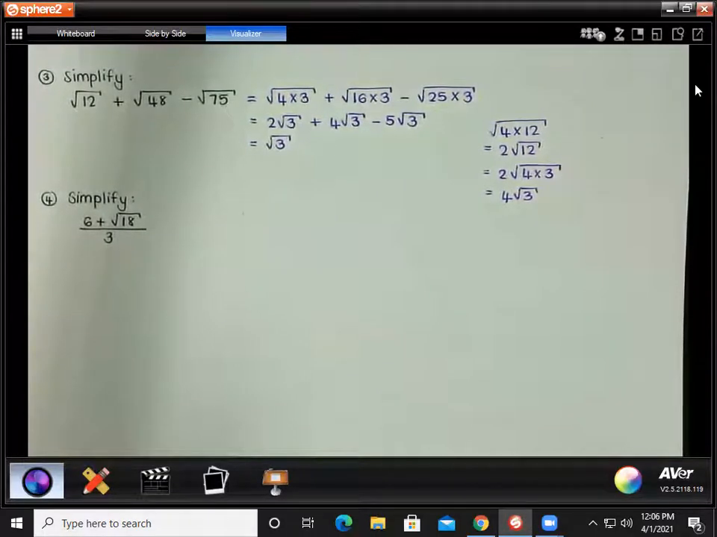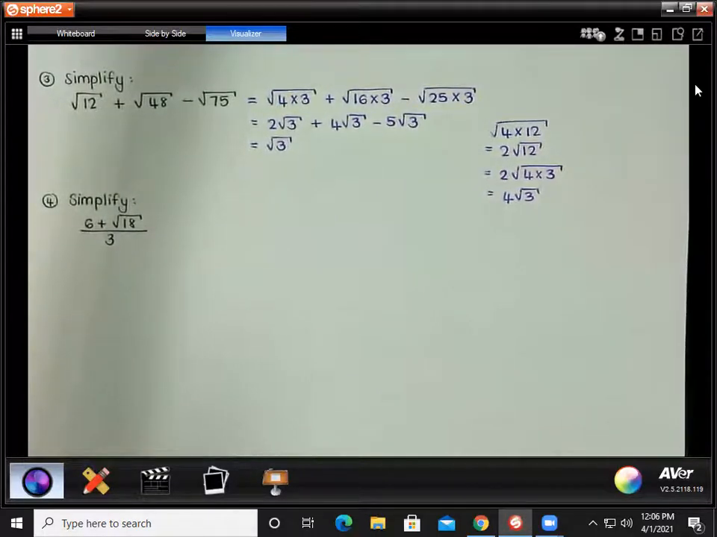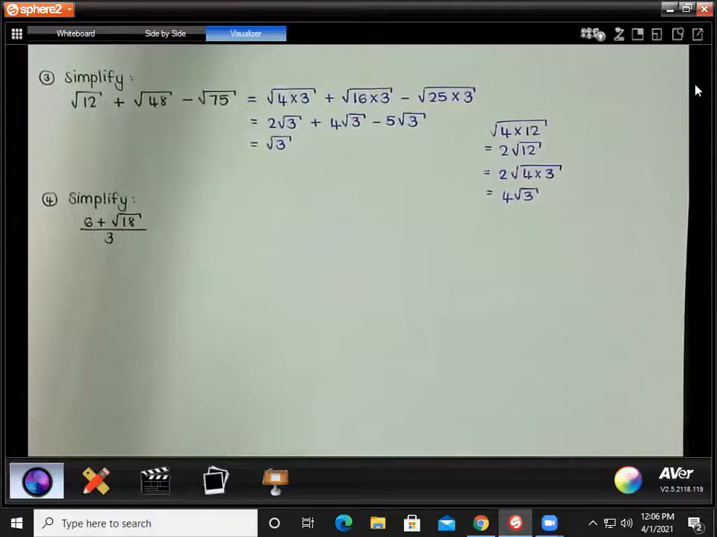Okay, you can copy down the next one so long. We'll do that one now. So we're simplifying 6 plus root 18 over 3.